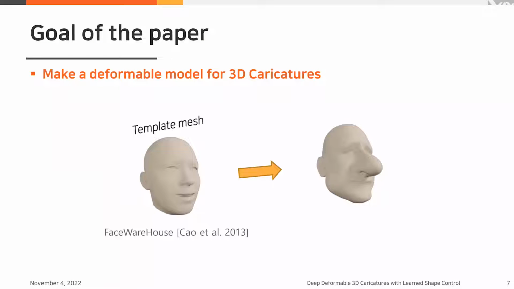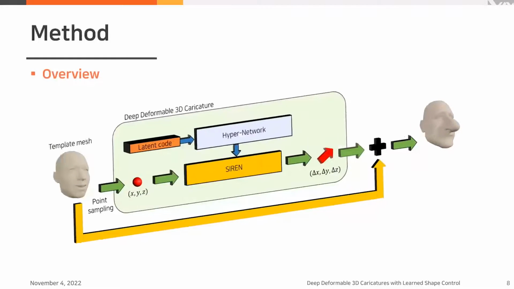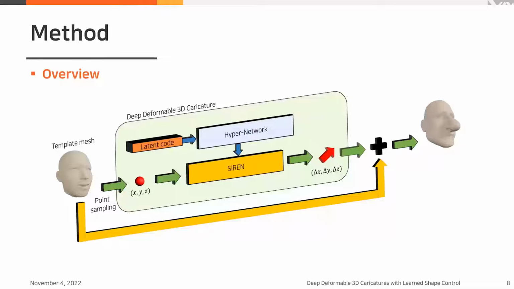So the goal of the paper is very simple. They want to make this kind of parametric morphable model, which can represent various types of 3D caricatures. So how did they do this? Now I'm going to tell you in the method section. This is the overview of this paper. It is very simple and very easy to follow, so I'll just go one by one.